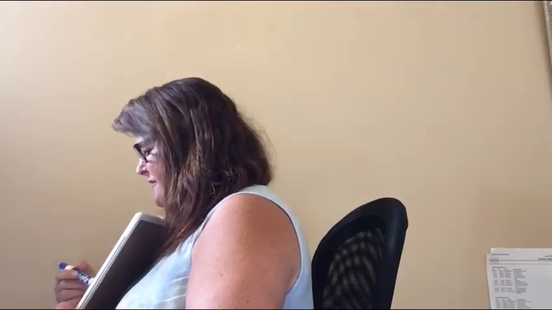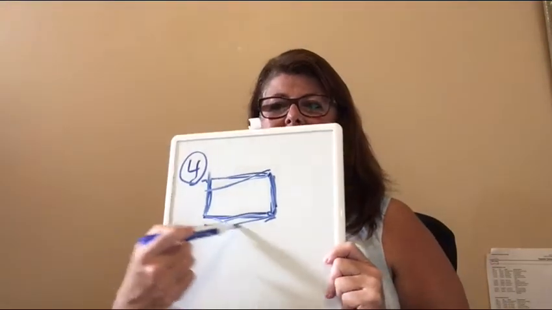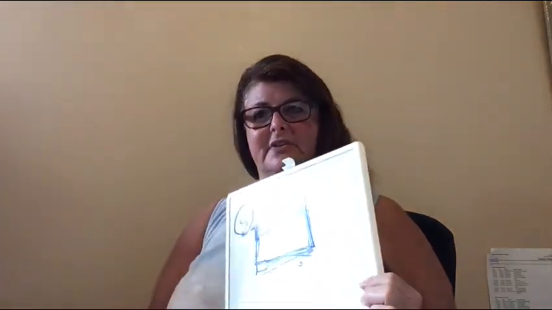It's got 4 vertices, 1, 2, 3, 4. This is going to be the same length as this. This is going to be the same length as this. You have the 4 vertices, you have the 4 angles, and you have the 4 sides. So this is a quadrilateral, but this actually is going to be named a rectangle. So number 4 is rectangle.